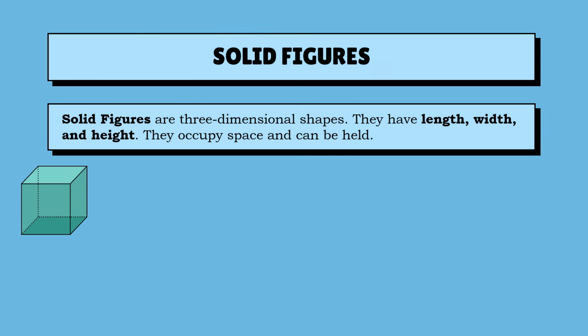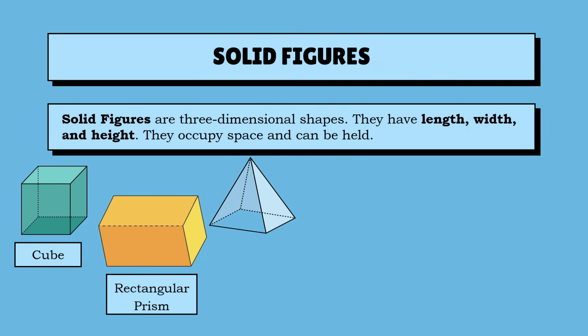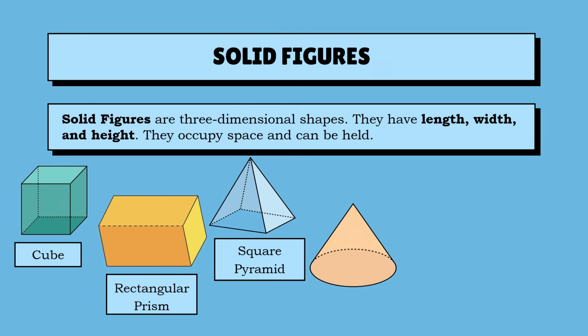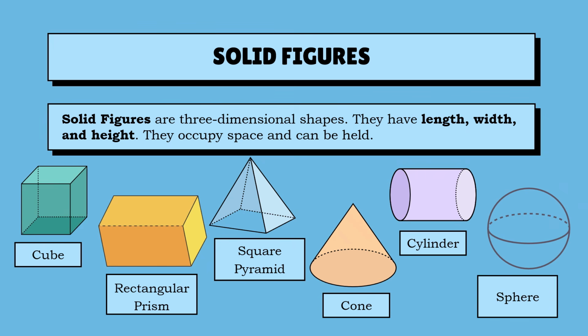What solid figure is this? Yes, you are right. This is a cube. How about this? Okay, this is a rectangular prism. This one? You are right. This is a square pyramid. How about this? Yes, this is a cone. How about this? Alright, this is a cylinder. And lastly, what do we call this solid figure? Yes, this is a sphere.